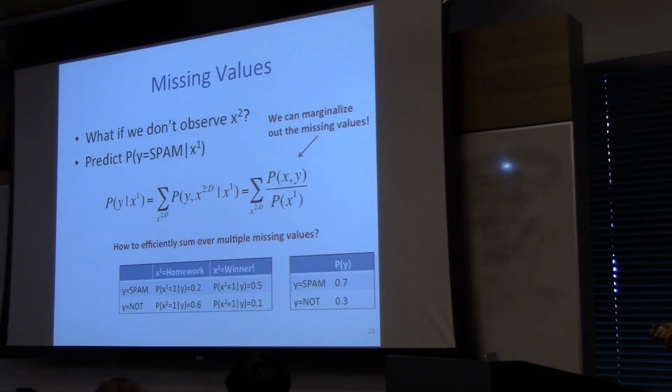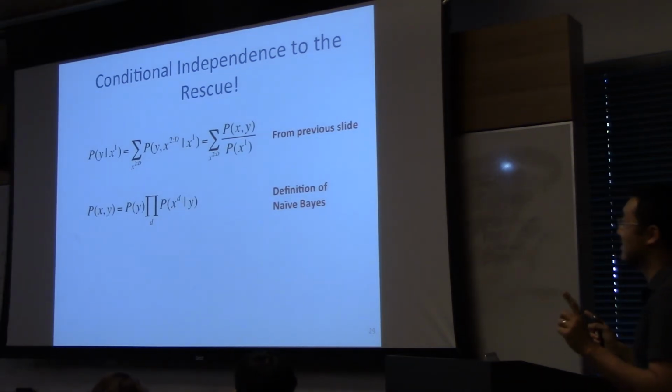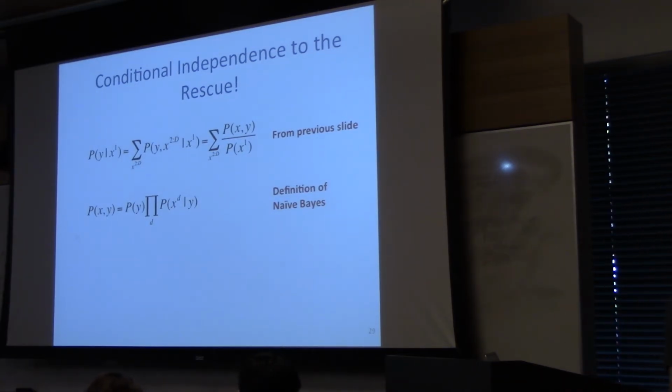One thing that you might wonder is, suppose we had more than just two variables, suppose we had 10 missing values. It seems like this summation over all possible instantiations of 10 variables is going to be exponential in 10, 2 to the 10 possibilities. So is this efficient when I have a large number of missing values? And the answer is yes for naive Bayes. The conditional independence assumption is why this is true.